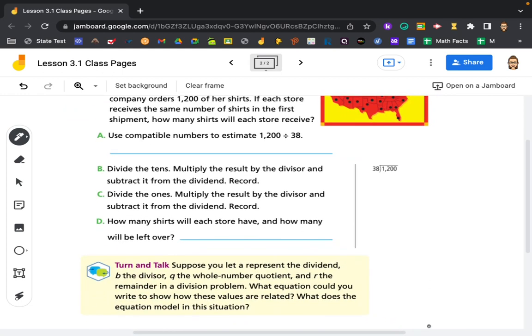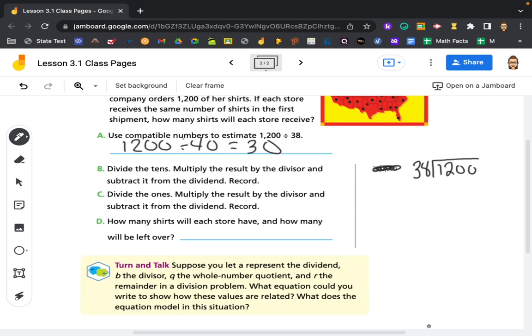Well, I would change 38 to a 40. So then I would have 1200 divided by 40, and that's going to give me 30. So I'm going to rewrite my problem here just so it's a little bit bigger. So we're going to have 1,200 divided by 38.